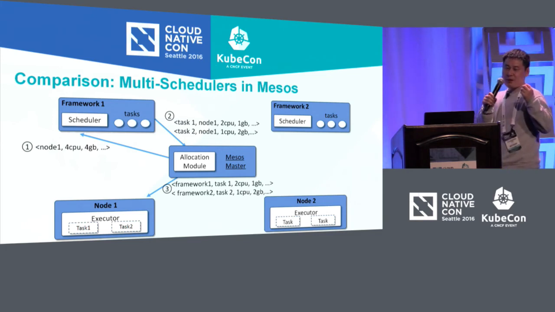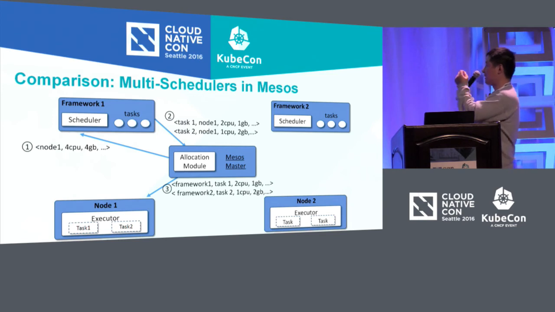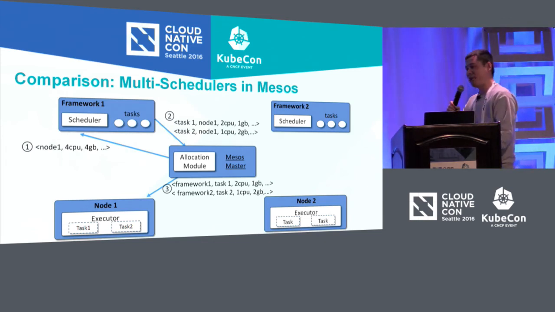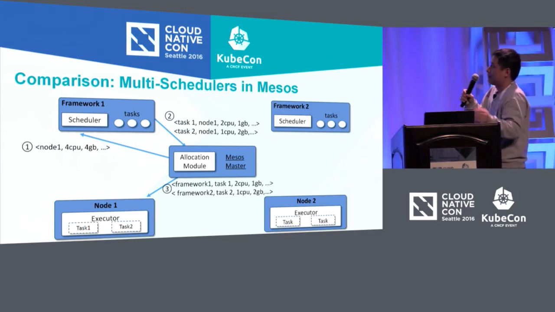When a user is trying to submit a task to Mesos, they talk to the corresponding framework rather than the Mesos master, because they do not share a global task queue. So there is no need to have an annotation or something to do the job dispatch. They are naturally dispatched.